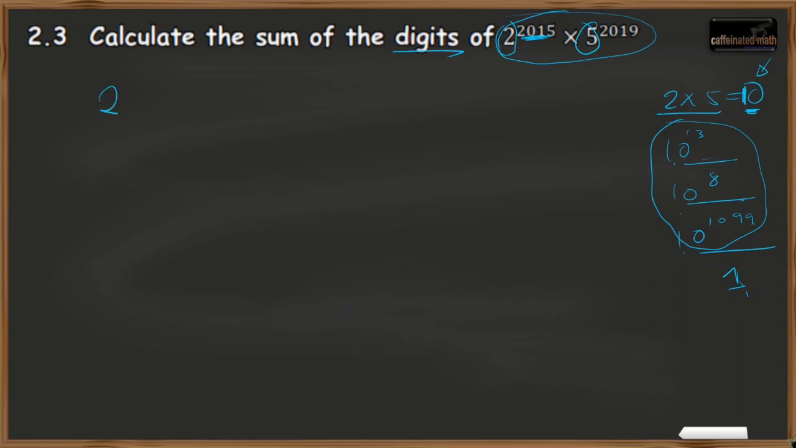So 2 to the power 2015 times 5 to the power 2019 can be rewritten as 2 to the power 2015 multiplied by 5 to the power 2015 multiplied by 5 to the power 4, because 2015 plus 4 gives us back 2019. Again, reverse of exponent law 1, which states the following: a to the power m times a to the power n is a to the power m plus n.